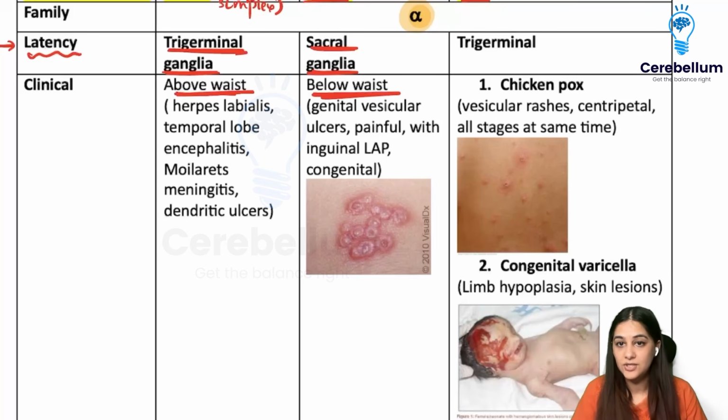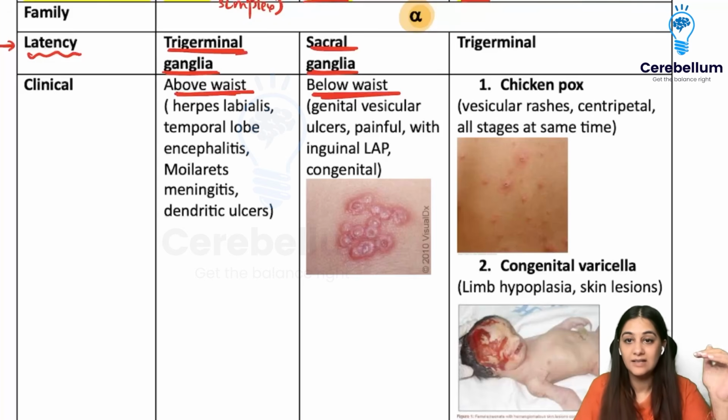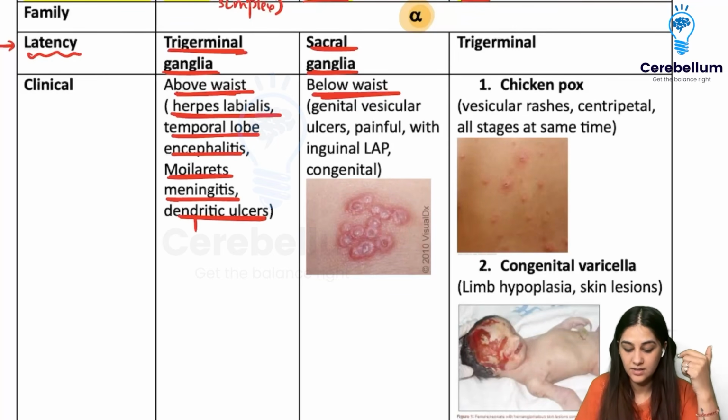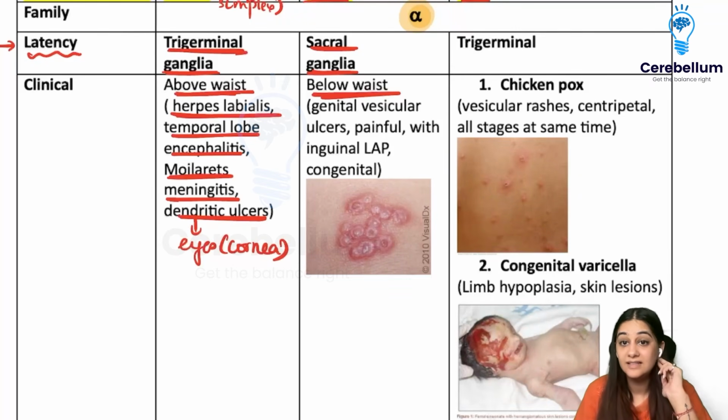So in the clinical pictures, what do you see? In herpes simplex virus 1, because everything is going to be above the waist, it is going to be a herpes labialis. That means herpes around your lips area. You can have temporal lobe encephalitis, you can have Mollaret meningitis, and even dendritic ulcers in your eyes, or specifically your cornea. So these are the clinical features for herpes simplex virus 1.